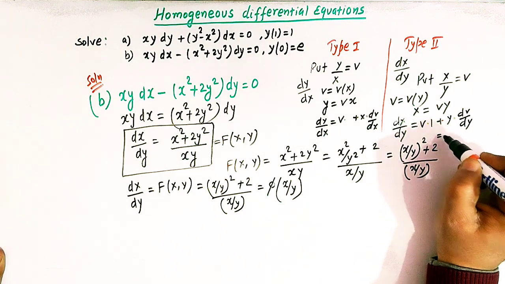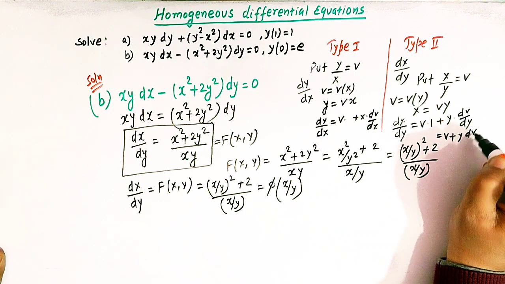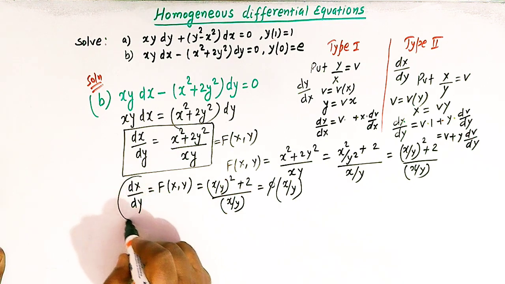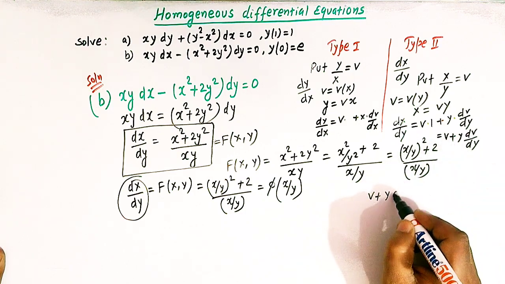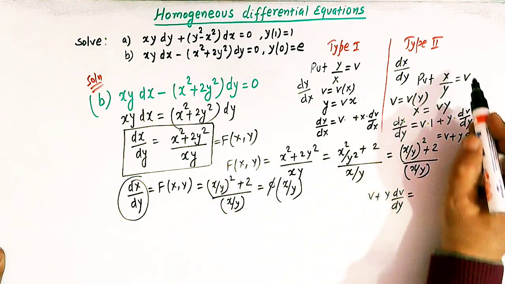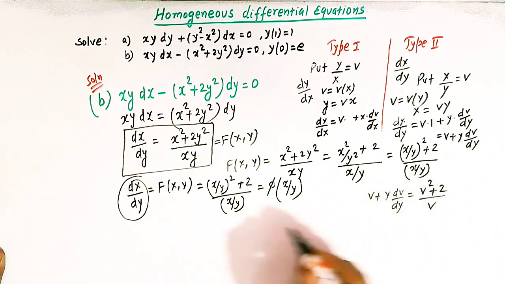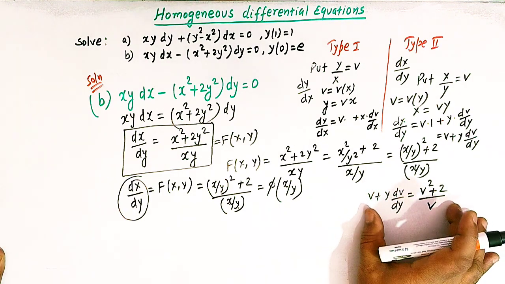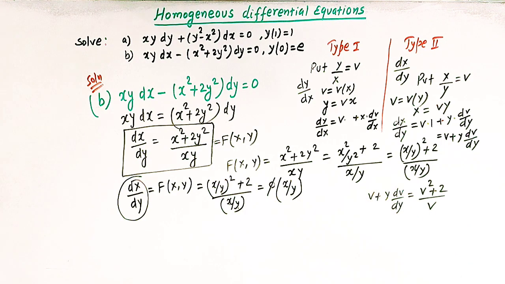So we have dx over dy is equal to v plus y dv over dy, right? So now we can replace this dx over dy by v plus y dv over dy, and here we have x over y as v, so we have v square plus 2 over v, because x over y is v. So now we have to solve this differential equation, which is now in terms of v and y.